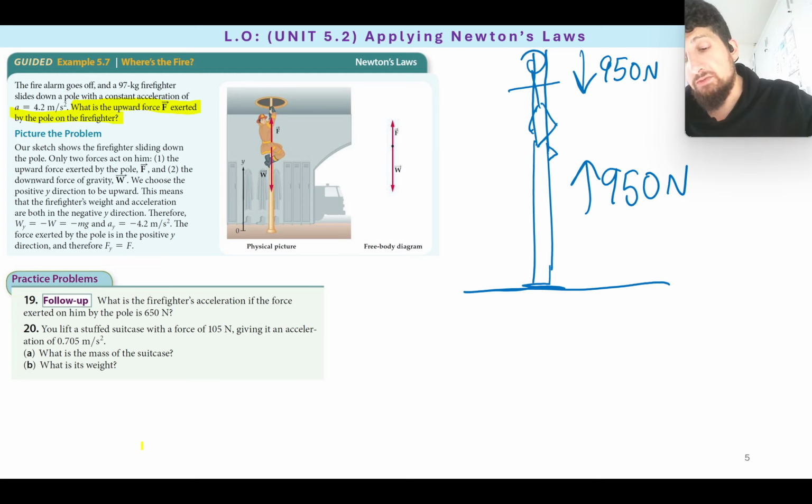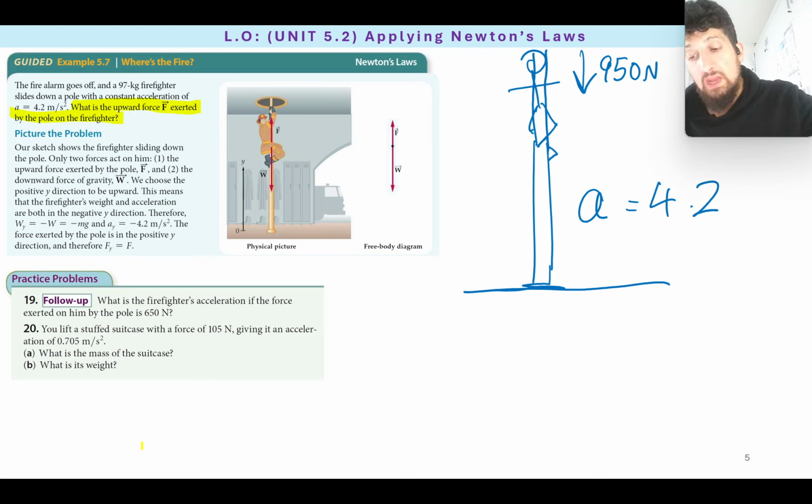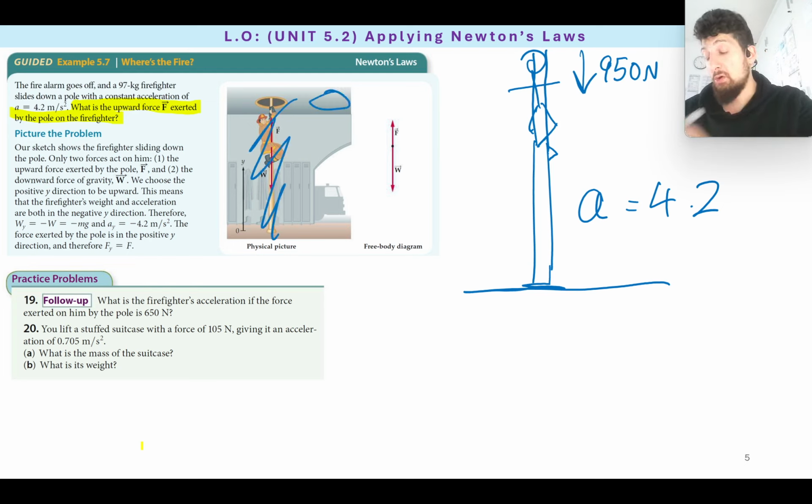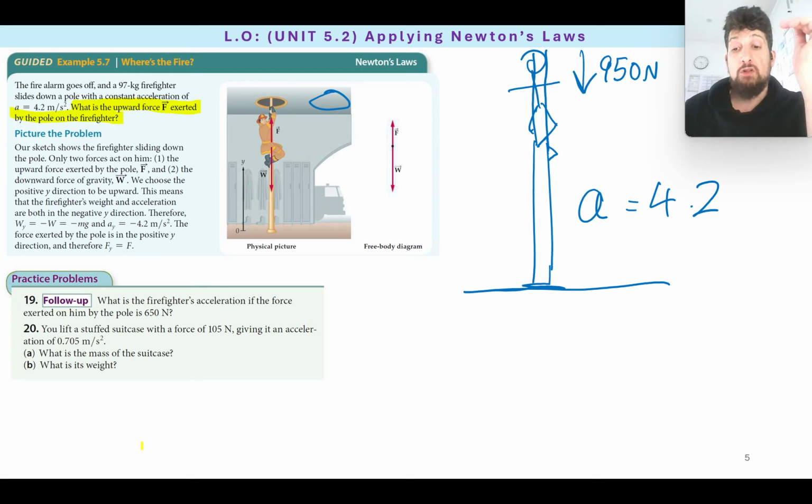And no, they're not telling us the force it's carrying, but they are telling us the acceleration. So they're saying, you know what? He's accelerating down at 4.2. Had the firefighter just fallen off the hole, had there not been a pole and the firefighter just fell through, what would be his acceleration? His acceleration would be 9.81, free fall. So if the firefighter was just falling to the ground, his acceleration would be 9.81. But his acceleration is 4.2.